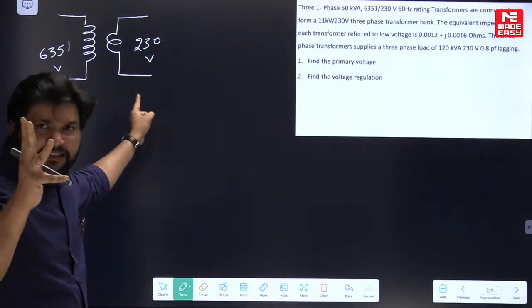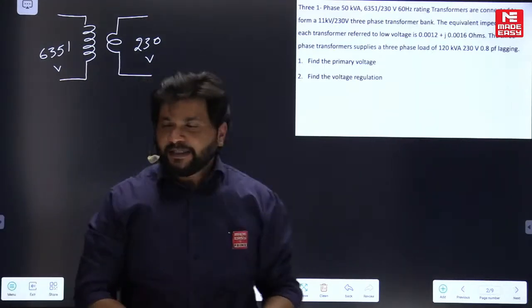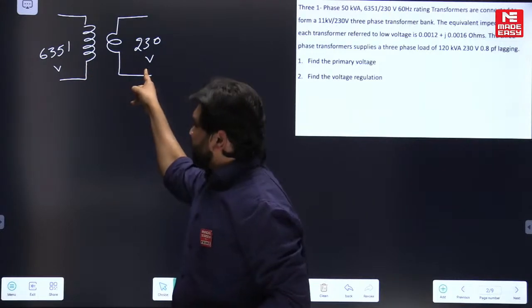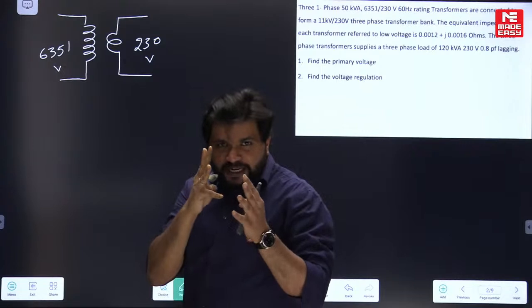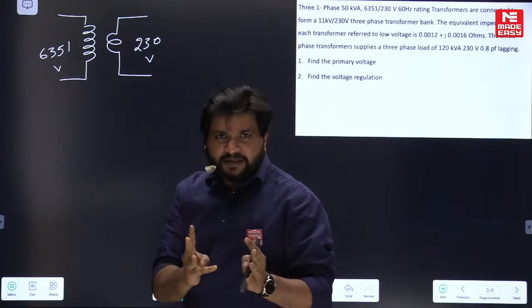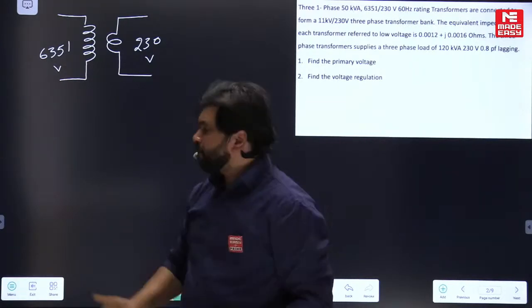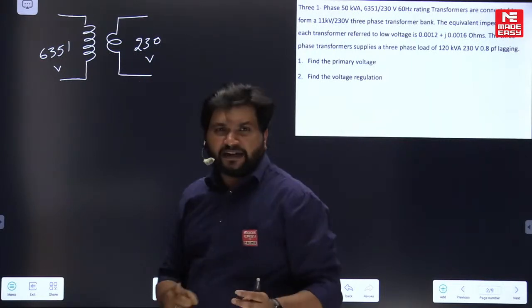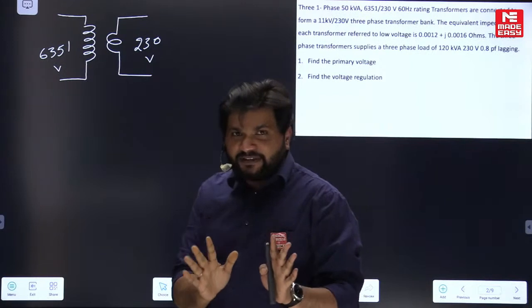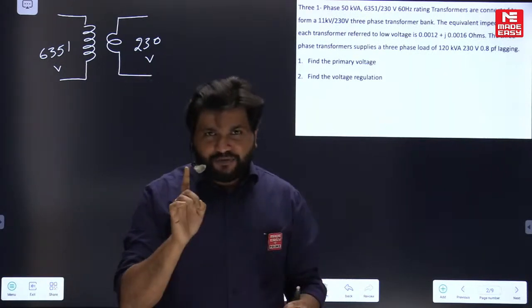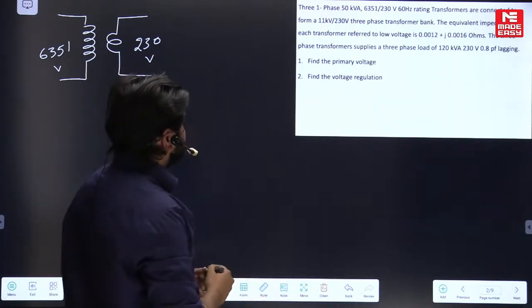Like this, 3 single phase transformers are there, meaning 3 primaries, 3 secondaries: 3 high voltage primaries and 3 low voltage secondaries. Those 3 high voltage primaries are connected in star or delta. These low voltage secondaries are connected in star or delta, finally to form a bank, a 3-phase transformer bank. If you observe the question, it is given like this.